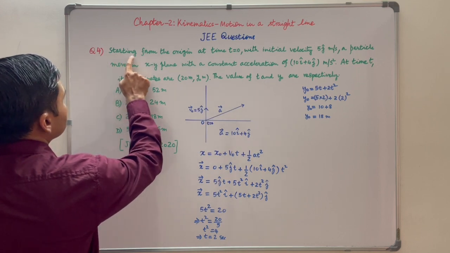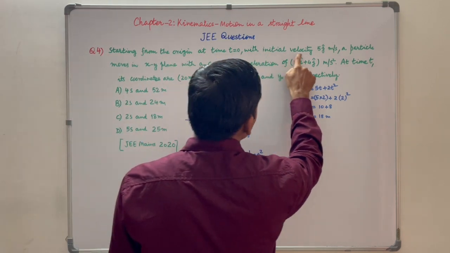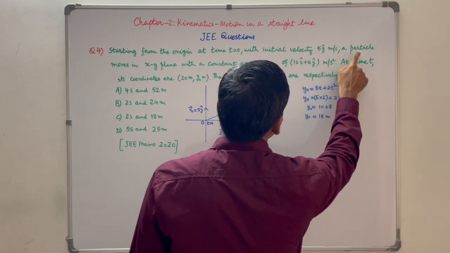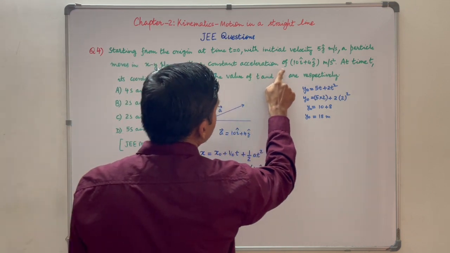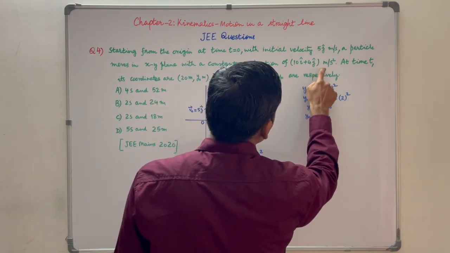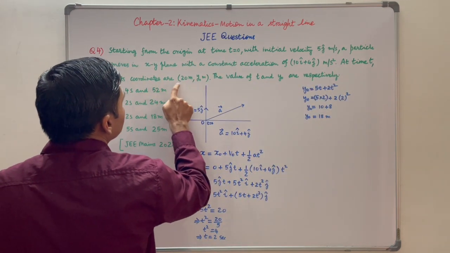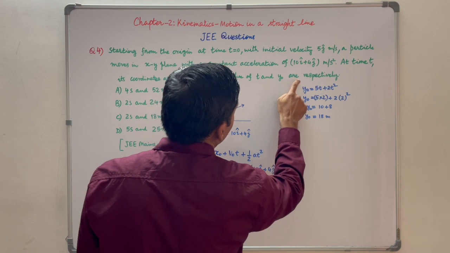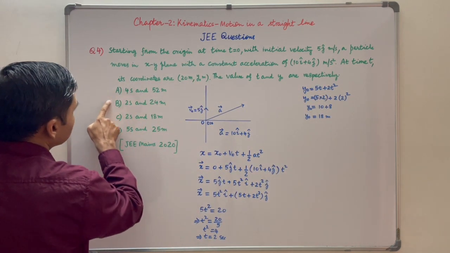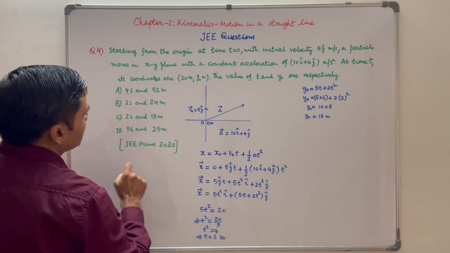Fourth question, starting from the origin at time t is equal to 0 with initial velocity 5j meter per second, a particle moves in xy plane with a constant acceleration of 10i plus 4j meter per second square. At time t, its coordinates are 20 meter and y0 meter. The value of t and y0 are respectively. These are the options given. This question appeared in JEE Mains 2020.